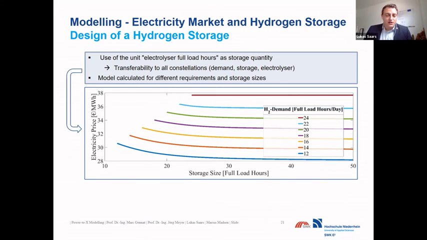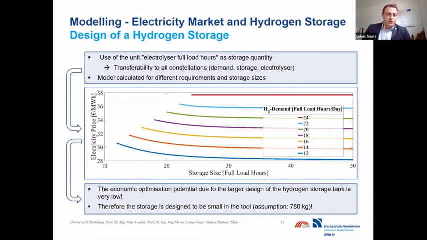And the graph clearly shows that the storage should not be designed to be infinitely large, since the optimization potential decreases significantly above a certain size. Here you can see that the potential of the optimization of decreasing the electricity price decreases significantly above a certain size. The economic optimization potential due to a larger design of the hydrogen storage tank is very low. Therefore, the storage is designed to be small in our case study. Our assumption is 780 kilograms with a 1 megawatt electrolyzer.